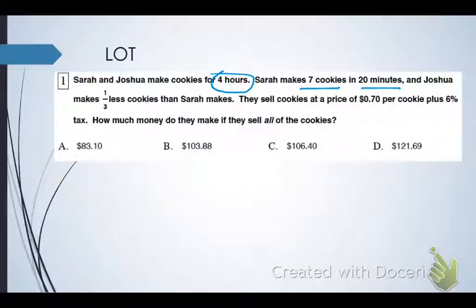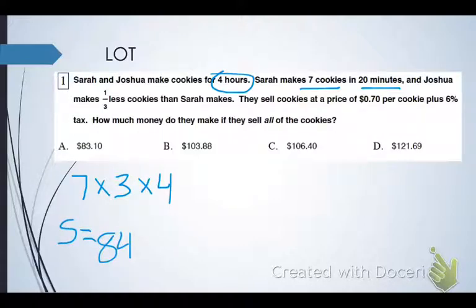So I know that Sarah's making 7 cookies in 20 minutes. And if I think about 20 minutes, there are 3 chunks of 20 minutes that make up 1 hour. So I'm going to multiply 7 times 3. And then after that, it also says that they are making them for 4 hours. So 7 times 3 gets me how many cookies for 1 hour, but I need to know for 4 hours, so I'm also going to multiply by 4. And that gets me that Sarah is making a total of 84 cookies. This is Sarah, so I'm going to label it with an S.